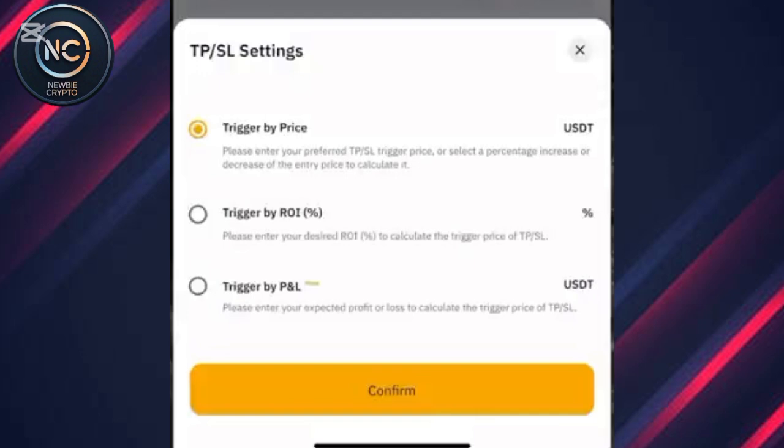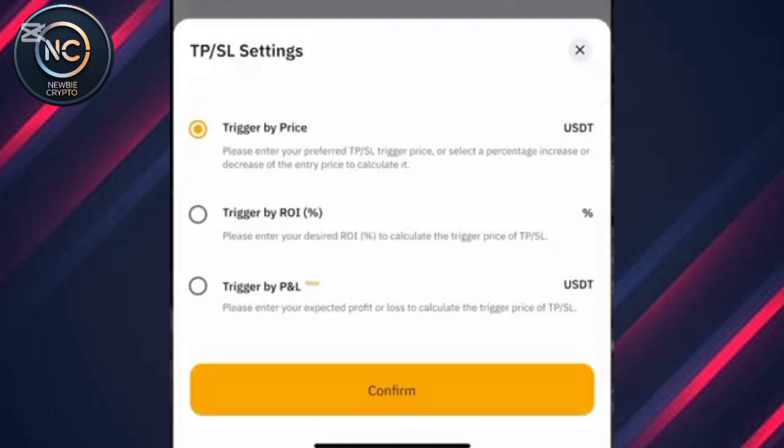You can trigger it by price, you can trigger it by ROI, and you can trigger it by P and L. Now by price means that you enter the price you want to take your profit. That's for trigger by price. While for ROI, you enter the ROI, that is the percentage of profit you want to make, and then it will automatically set the price to take profit. While for trigger by P and L, you enter the amount of USDT you want to make on that trade so that it will set your take profit price. So these are the 3 different ways you can set your take profit. Now I'm going to be showing you how to use these 3 so that you can understand them very well.